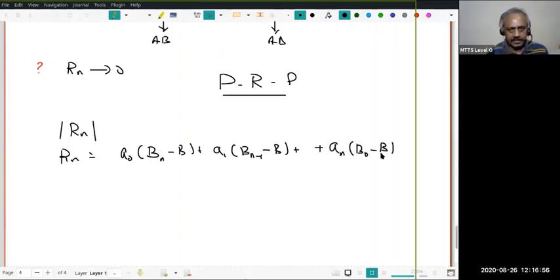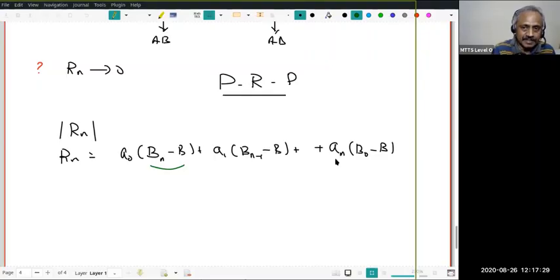Is it okay? Now something very interesting happens, right? This is where the divide and conquer trick comes. Let us look at that. If n is very large, I know how to estimate b_n minus b, right? But here look at the last terms, a_n times (b_0 minus b). This may be very large. b_0 minus b may be very large. I don't know how to estimate, right?